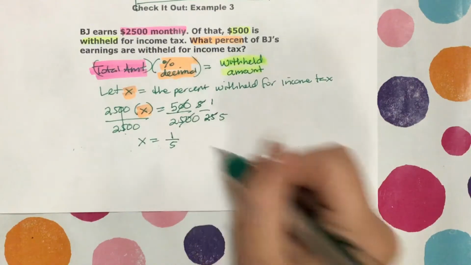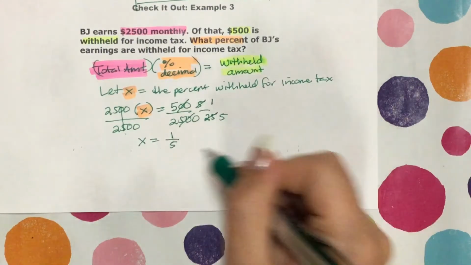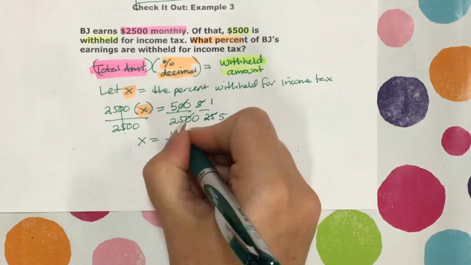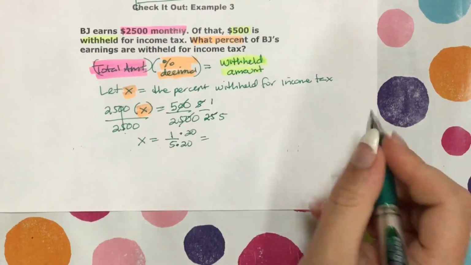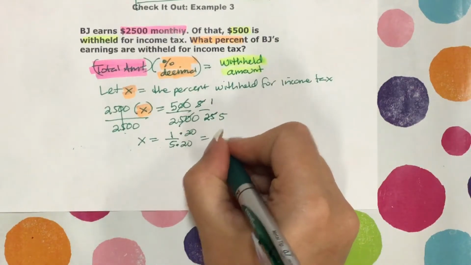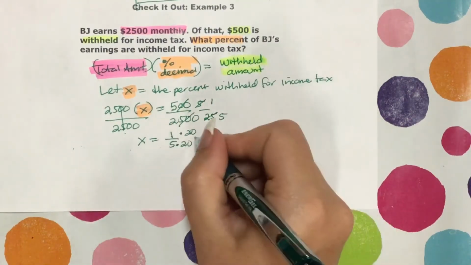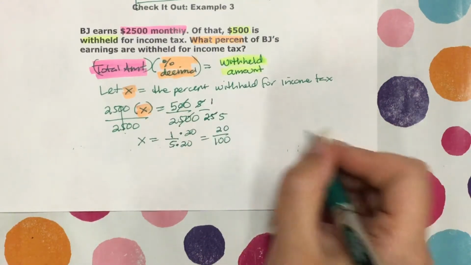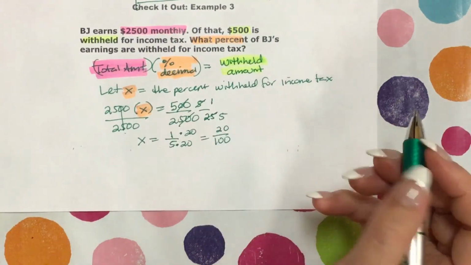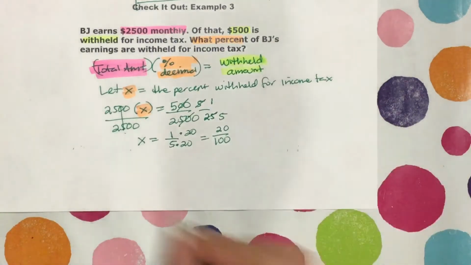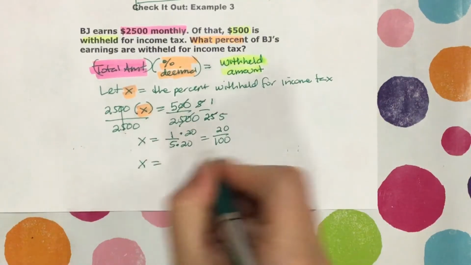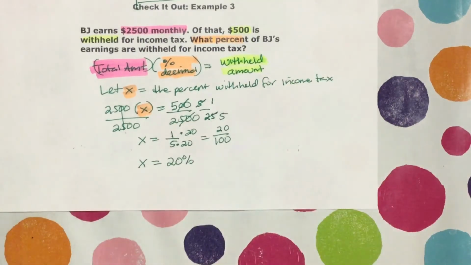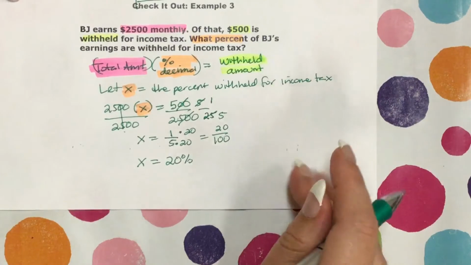And I can figure out what percentage this is because it's really easy to make this 5 into 100. I just need to multiply this by 20. Do you guys remember that? So 5 times 20 is equal to 100 over 1 times 20, which is equal to 20. So that would be 20 over 100, which is 20%. So X equals 20 over 100. That's the same thing as 20%. So the amount of income tax withheld is 20%.